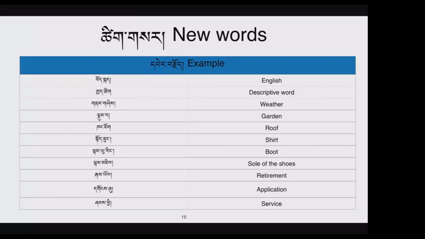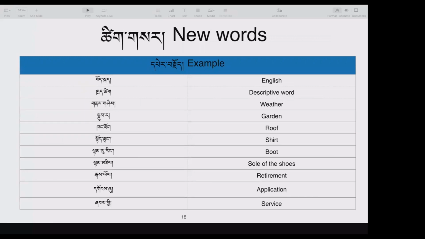Okay, so these are the new words. First one, kesi, which means descriptive word. Namshi, weather. Tumra, garden. Kangto, roof. Tutung, shirt. Ham yuring, boot.